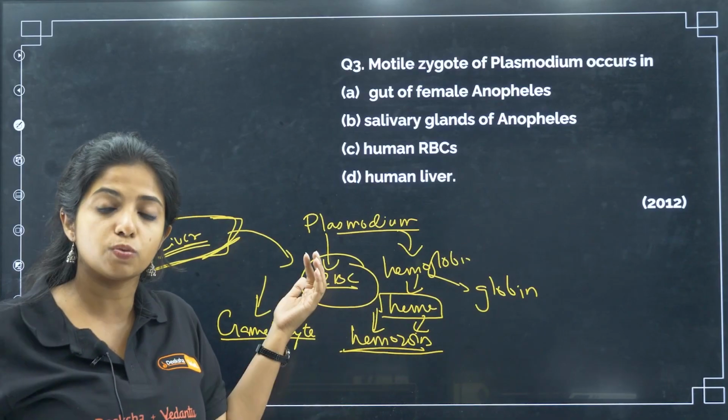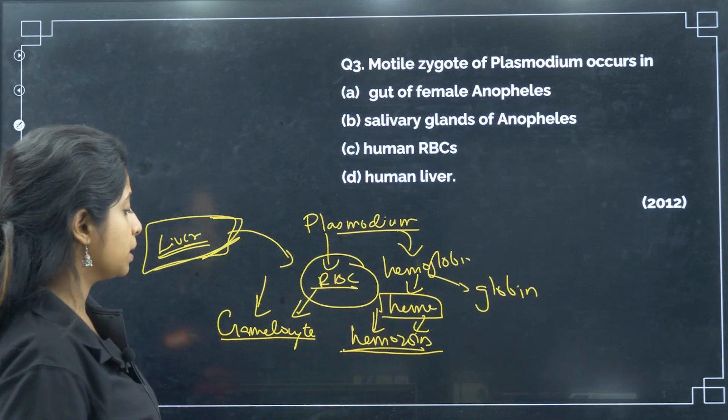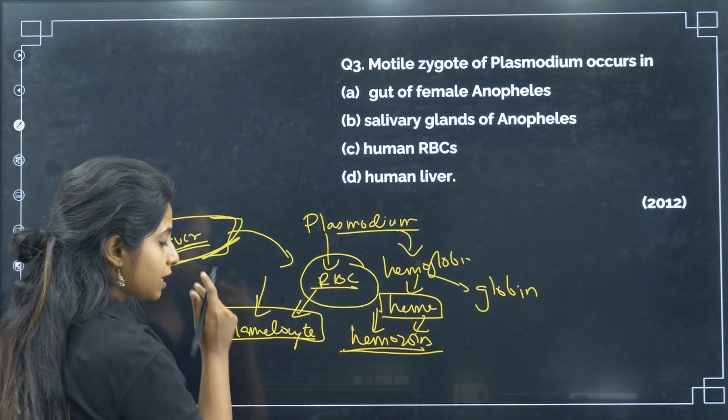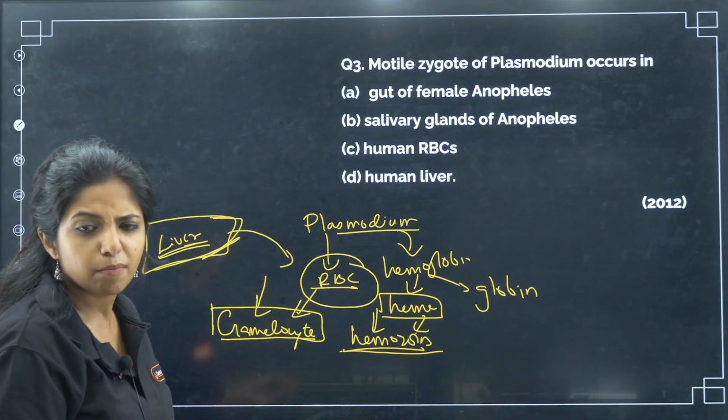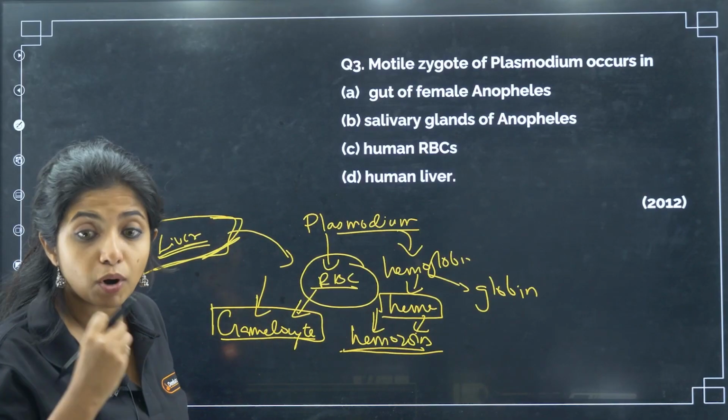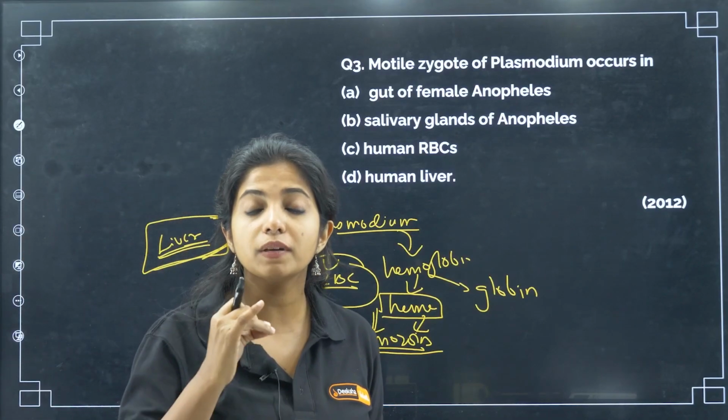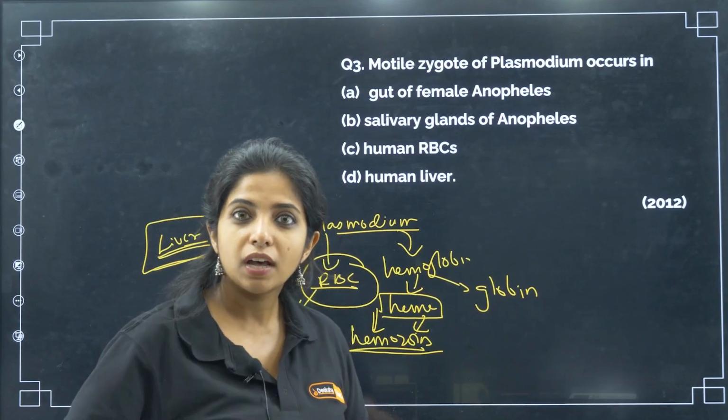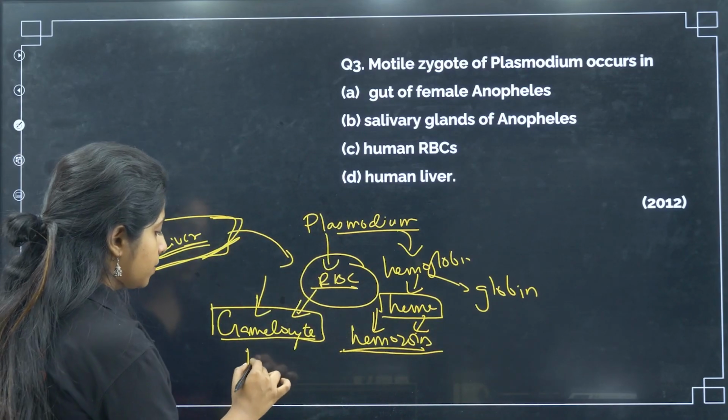Hemozoin is toxic for us, which is why we get fevers and chills, right? Now gametocytes are stages which will later form gametes. But do they form gametes in the human body? That is the question. The answer is no. Where are these gametocytes now? In the blood.